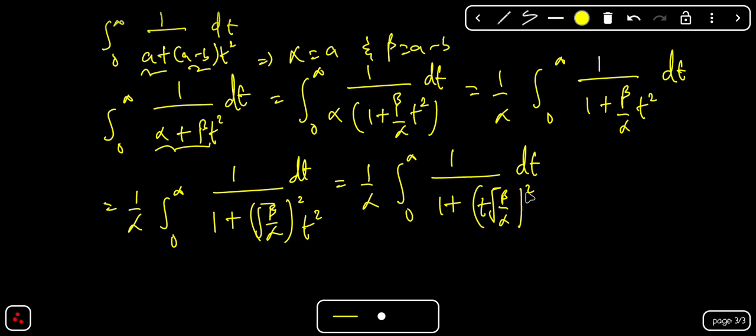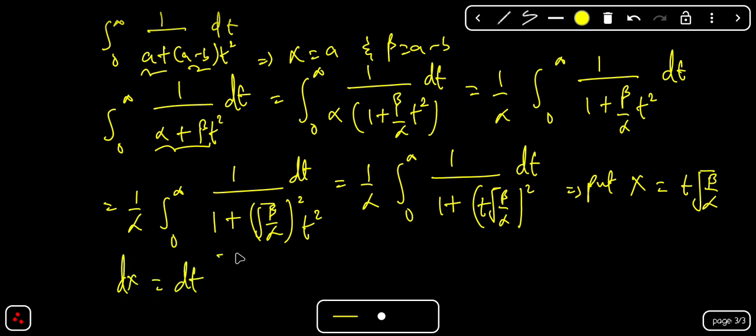So the next thing we are going to do here is to make a substitution. So making a substitution, I'm going to put x to be equal to t multiplied by square root of beta over alpha. So that is x is equal to t multiplied by square root of beta over alpha. Okay, then the limit is not going to change. So we put infinity to be t, so it still will be infinity. We put 0 to be t, it will be 0.